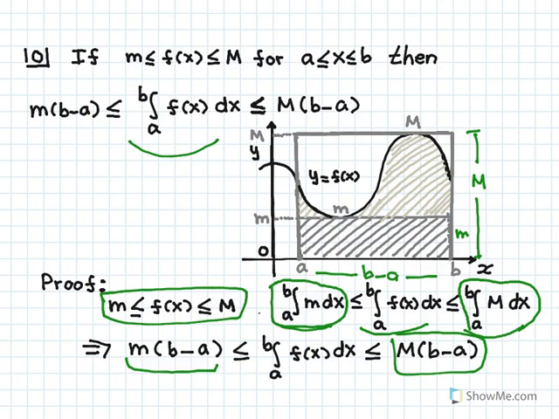Let's clarify property 10 a little bit more. F of x is less than or equal to capital M and larger than or equal to small m. Capital M is the absolute maximum of the function f of x on the interval a to b. Small m is the absolute minimum of the function f of x on a b. That means capital M is the highest y value on this interval, and small m is the lowest y value, the smallest y value, the absolute minimum of the function on the interval a to b. All right, thanks.